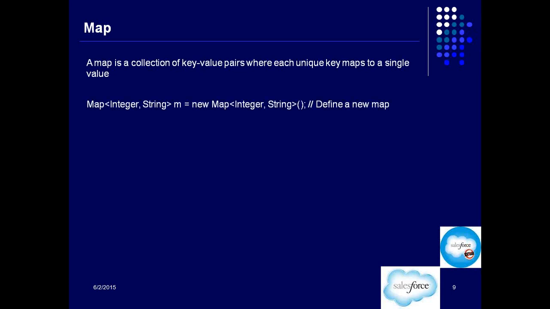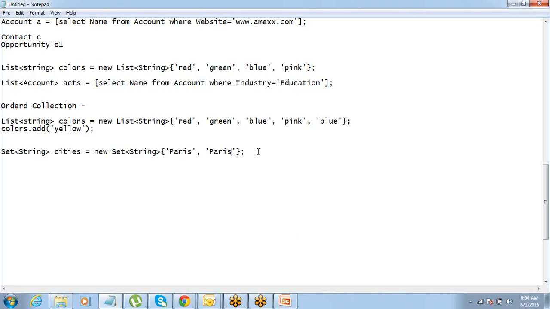We have map also for the data type. A map is a collection of key value pair where each unique key maps to a single value. Right, so if you want to create a map between two sets of records, there is a key value pair. All right, so there's a key and there's a value. For example, something like this, a map of string and string, call it currencies. Okay, so I'm going to map currency to the countries.